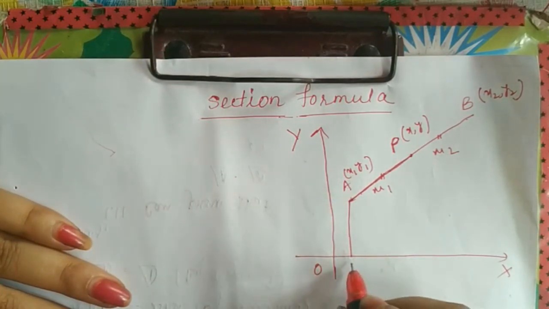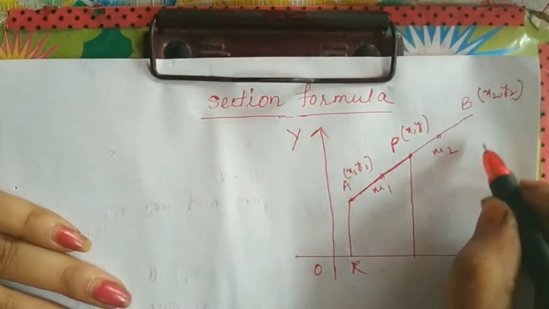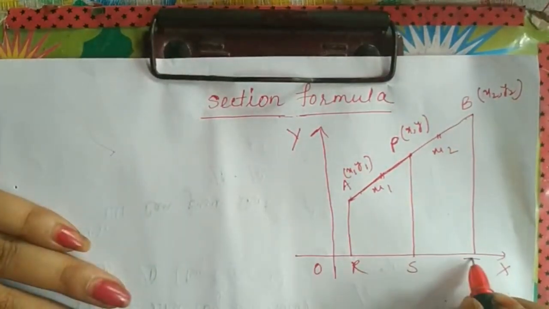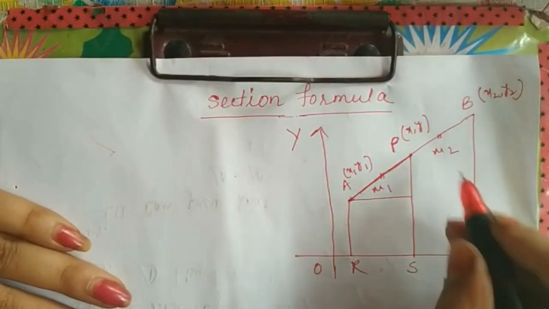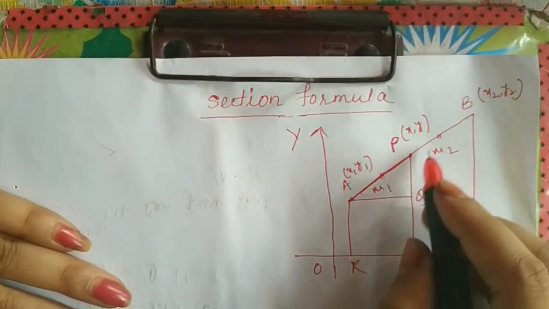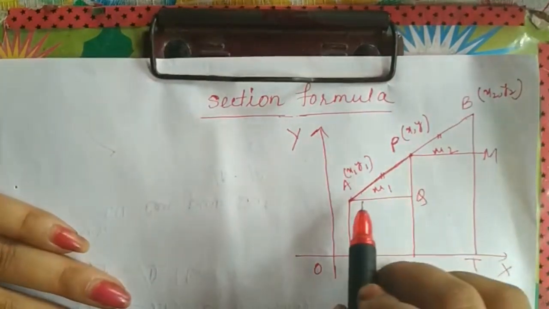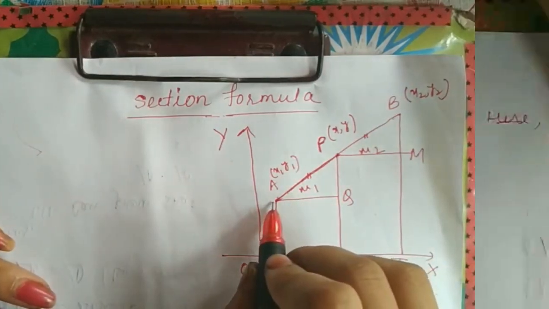from A, draw a perpendicular upon OX, suppose it meets at R. From P, draw a perpendicular, and from B also draw a perpendicular upon OX. Again from A, draw a perpendicular upon PS, and suppose it meets at Q. From P, draw a perpendicular upon BT, and suppose it meets at M.